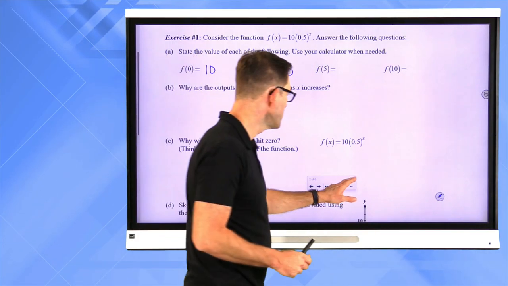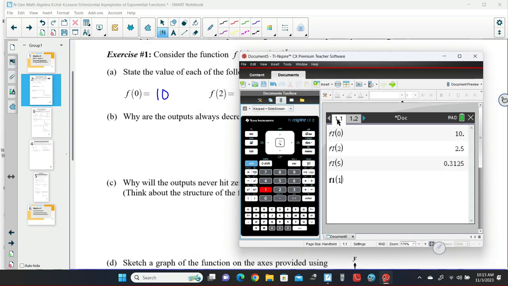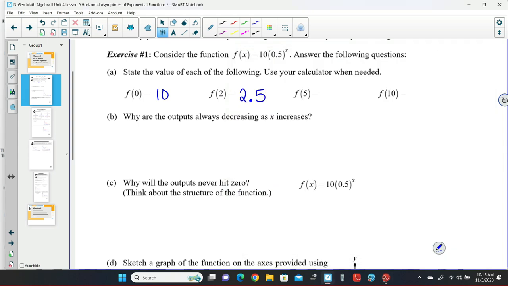All right, well, really quickly, let's do the remaining two on the calculator as well. I think it's going to be a nice way to look at them. So f of 5 is 0.3125, and f of 10 is 0.009765. Let me just write those numbers out so that we've got them on the big board. 0.3125. And I'll write this one down here, 0.009765625. All of those decimals aren't really all that important, but I wanted to get them down for the record.